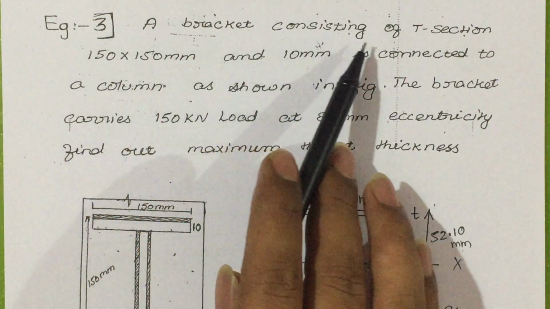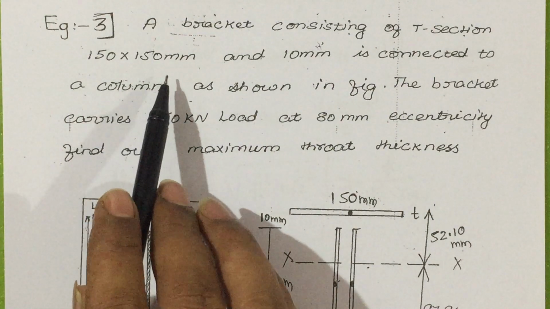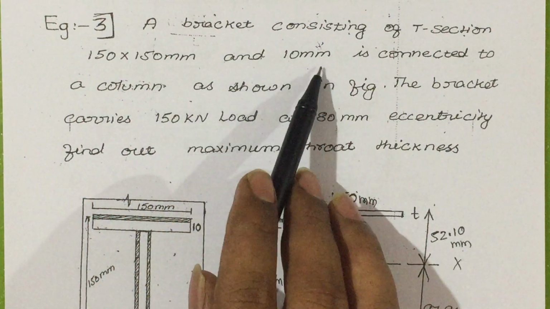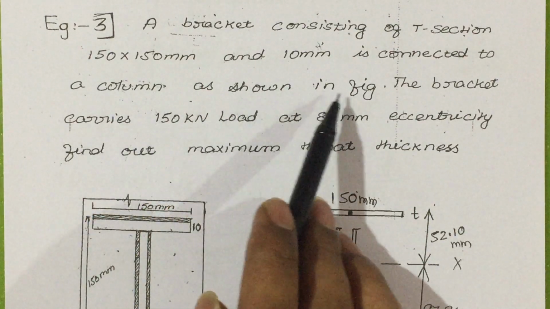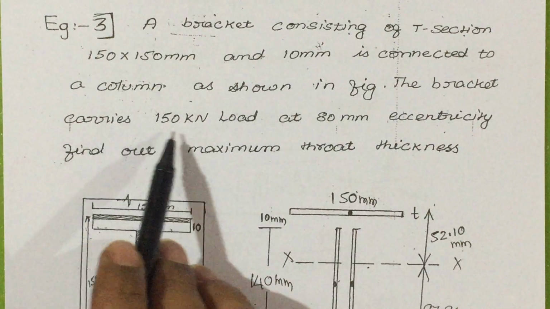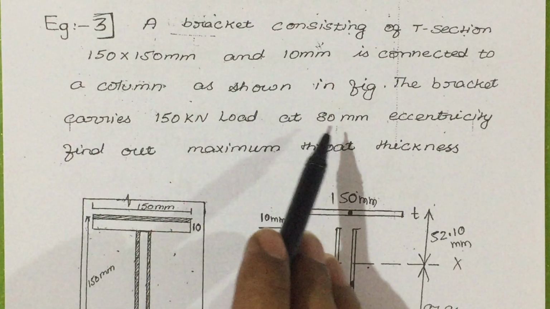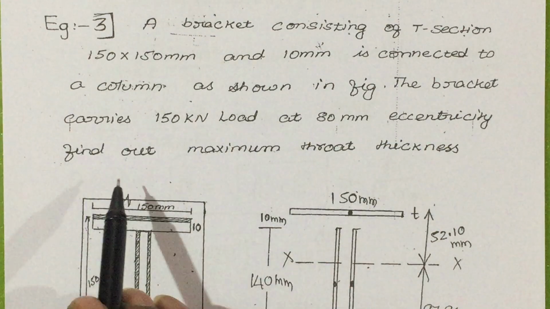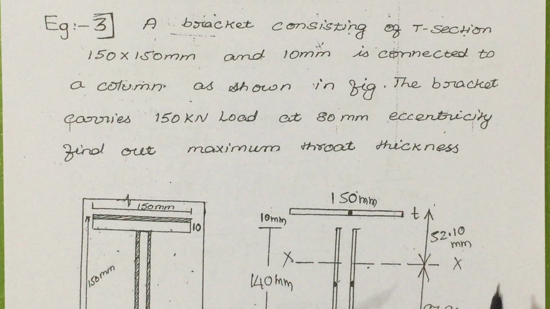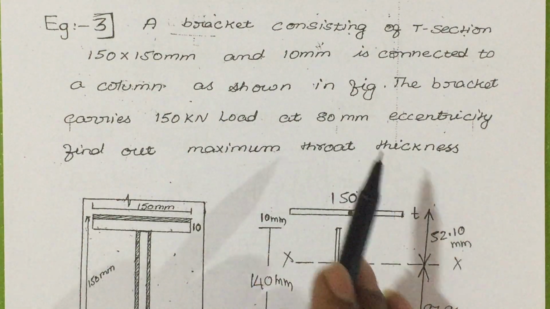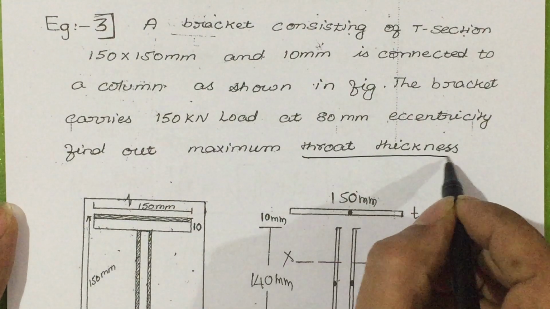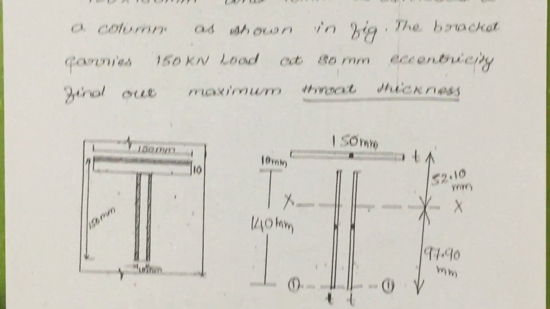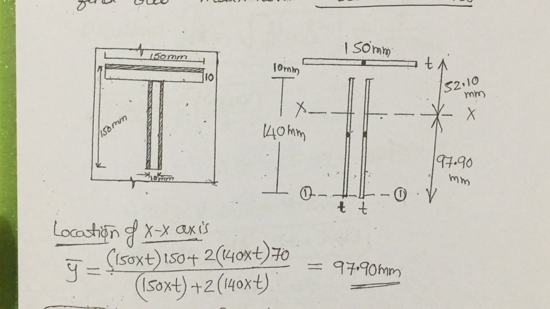Example: a bracket consisting of T section 150 by 150 mm and 10 mm is connected to a column as shown in the figure. The bracket carries 150 kilonewton load at 80 mm eccentricity. Find out the maximum throat thickness. Only the eccentricity E is provided. What we need to find out is the throat thickness, nothing but T.